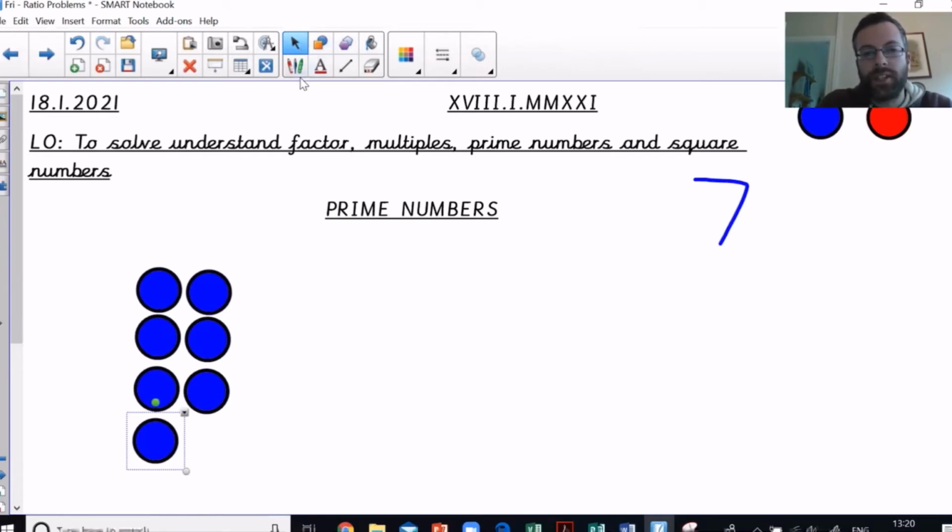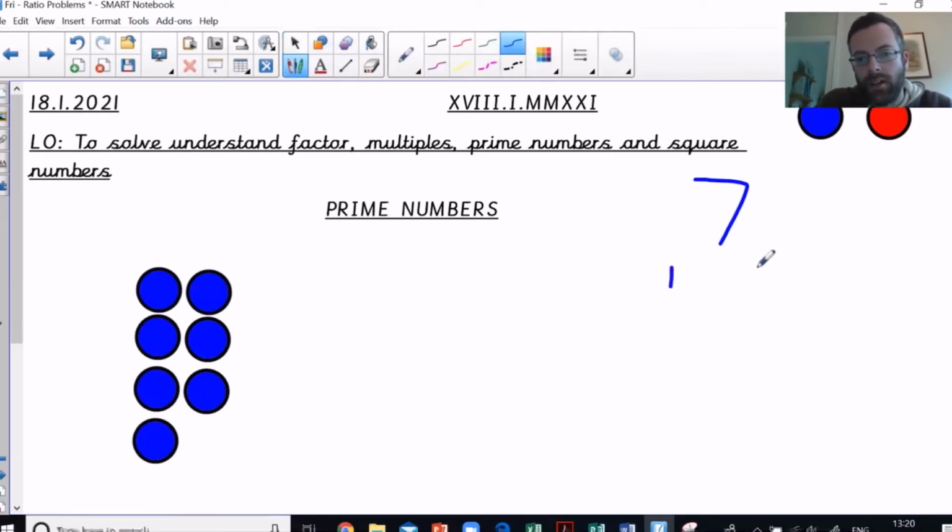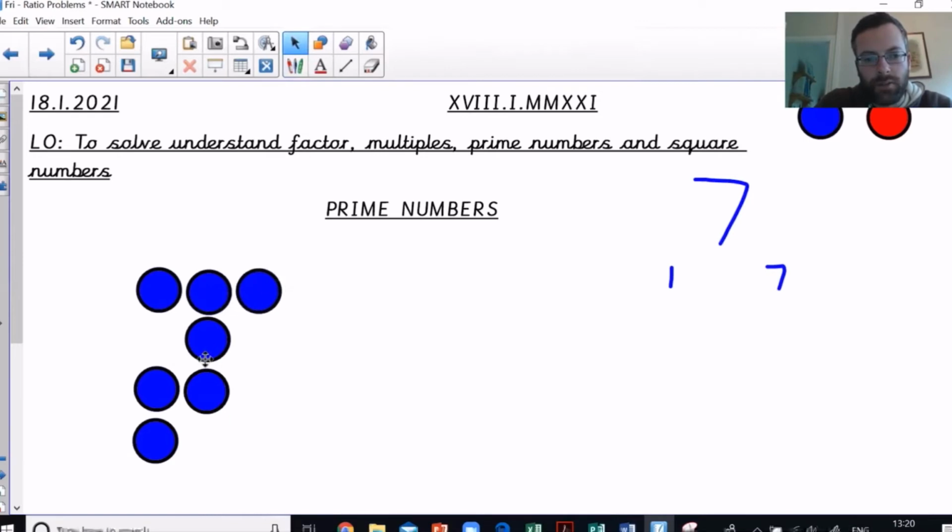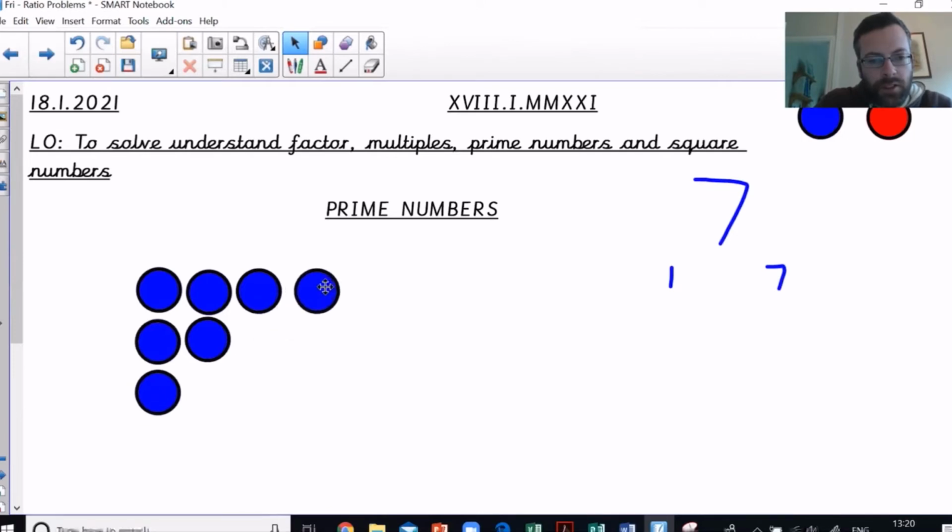So the factors of 7, I can divide 7 by 7 and it will give me 1. And I can divide it by 1 and it will give me 7. They are the only factors. There is nothing else that I can do. If I put them in 3s, I'd end up with 1 left over. If I put them in 4s, I wouldn't be able to put them in 4s. If I put them in 5s, I'd still have 2 left over. And so any number that you can't divide by anything other than itself and 1 is a prime number.